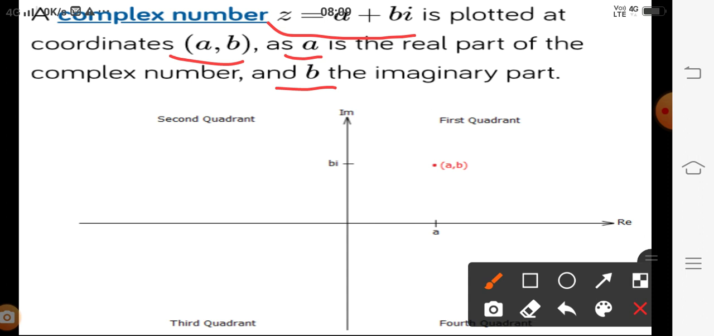Then we are able to represent that value, the coordinate (a, b), and this is the representation for the complex number z equal to a plus bi.